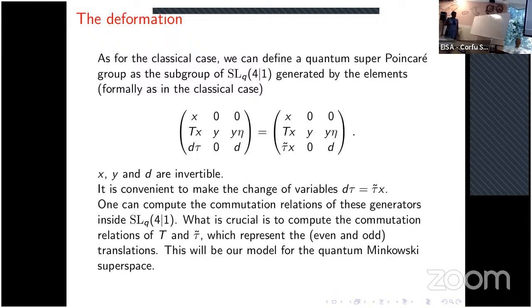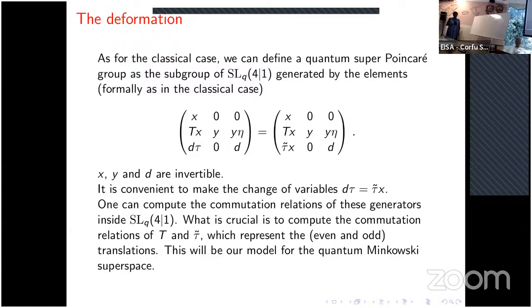Okay. So now one can compute the commutation relations of these generators inside SLQ4/1. And we have computed them and we have all explicit, but what we have to have clear is the commutation relations of the translation algebra, or the super translation algebra. So we need to compute the commutation relations between T, that is the even translation algebra, and tau tilde. This tau tilde represents the odd translation.